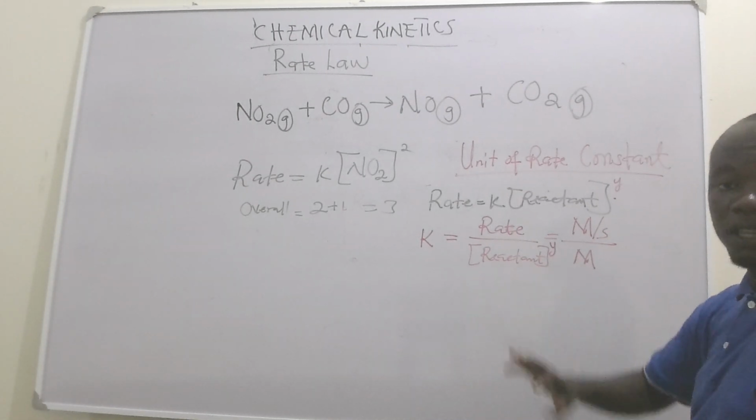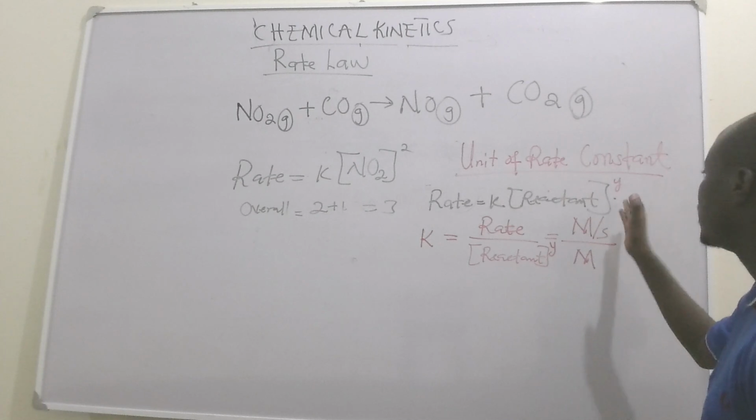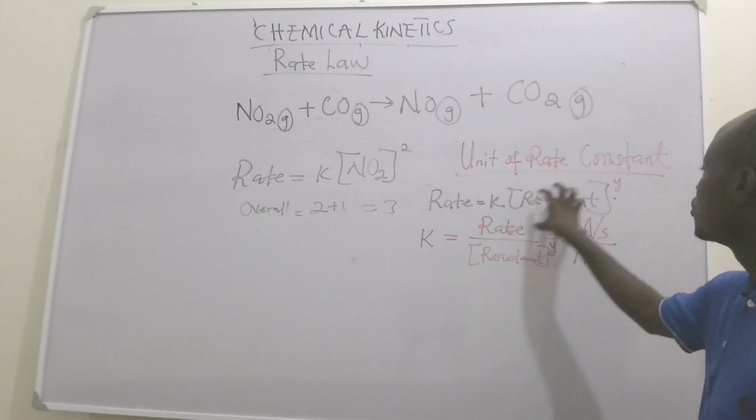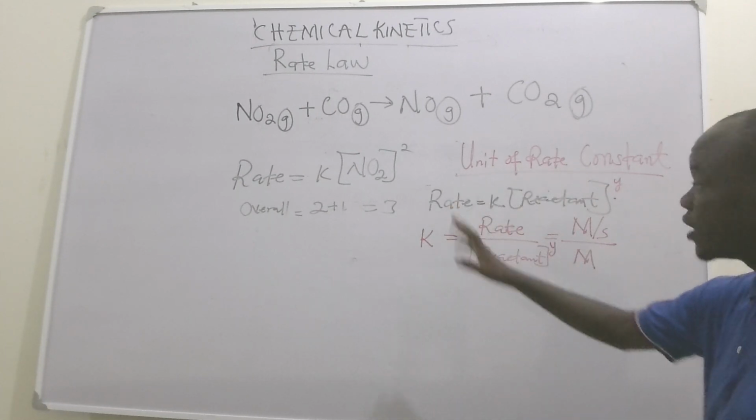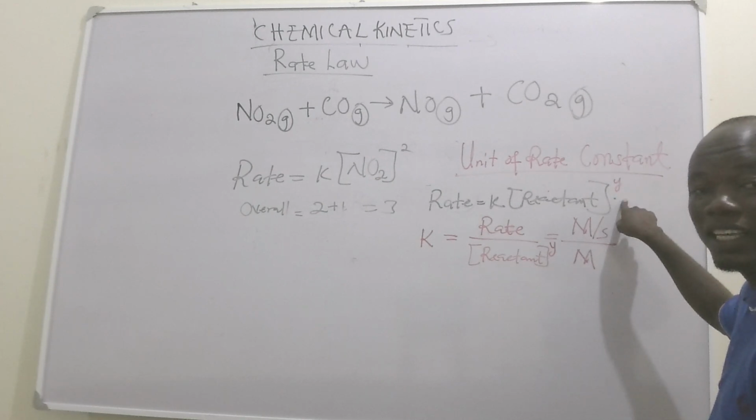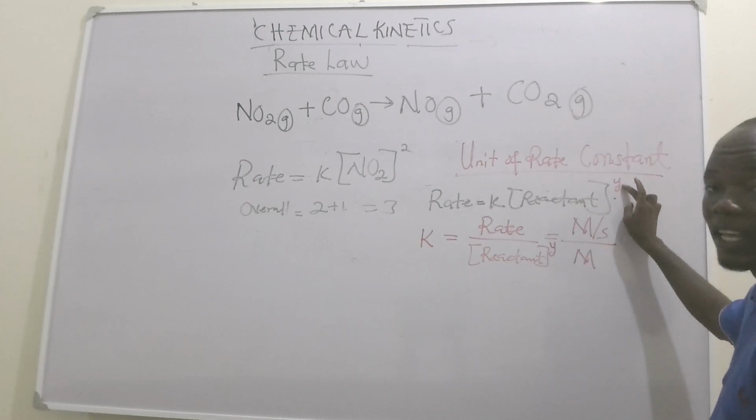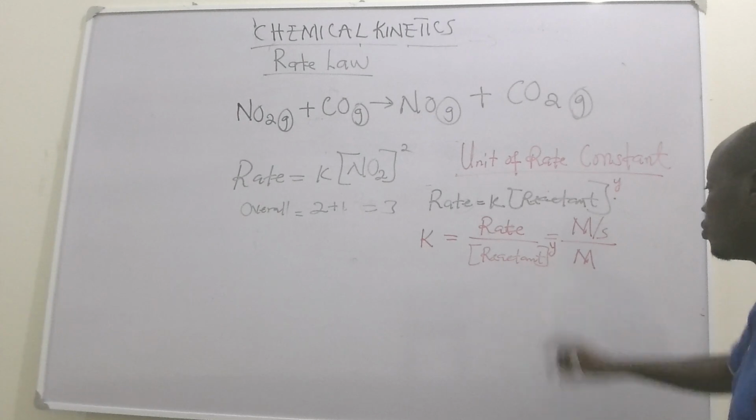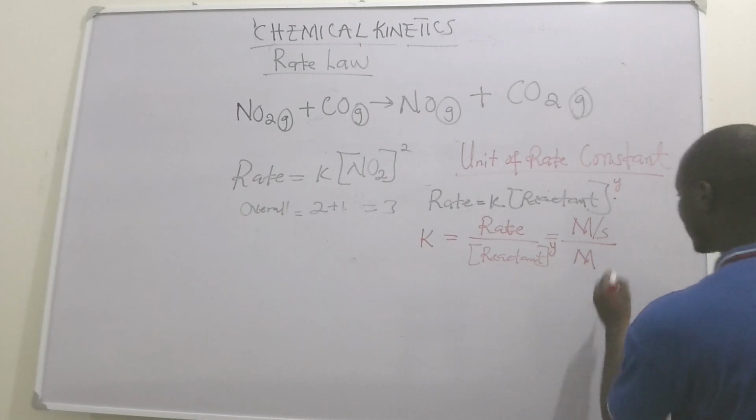So if we just leave it the way it is before, that will be a problem because we don't know the order of the reaction. So that is where we use Y to represent the order of the reaction. And of course, here we are going to also have Y as the order of the reaction.